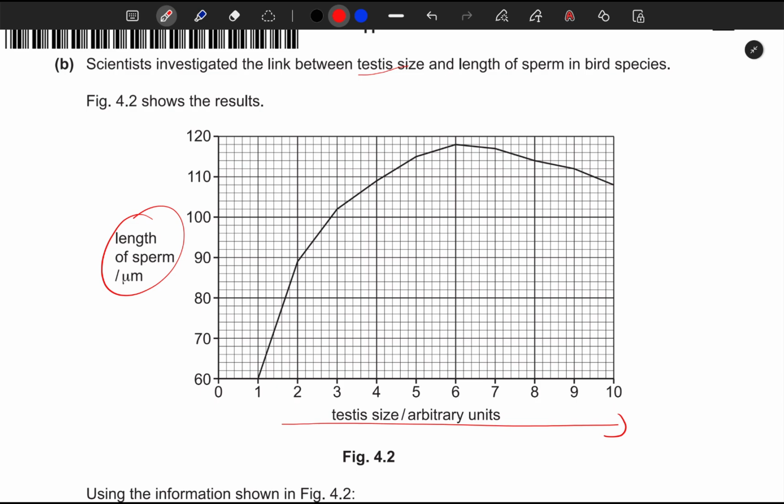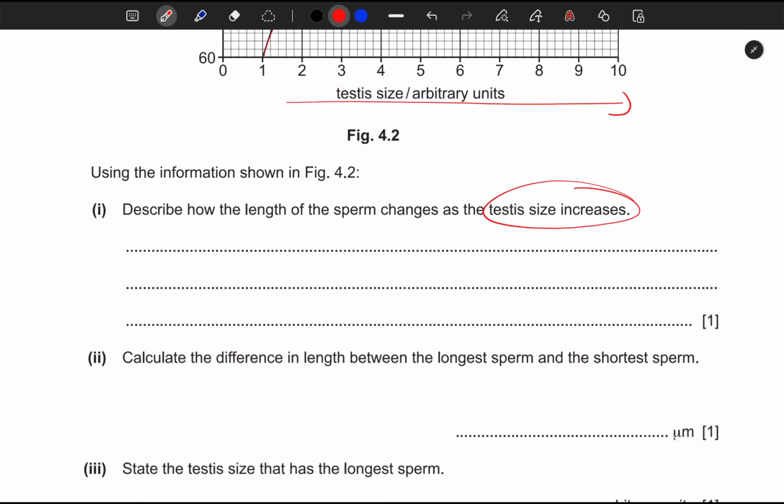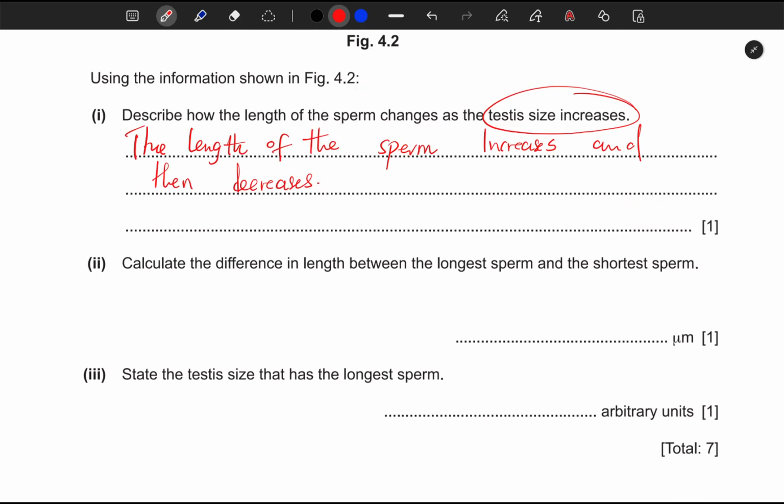Now look here. The length of the sperm will be increasing until it reaches the maximum point there. Once it reaches there, it is coming down. You can see, right? That is what they want you to write. So you write: the length of the sperm increases, and then decreases. That's what we established up there. I've always been saying, don't start telling stories, they're not interested. They're going to just give you zeros.